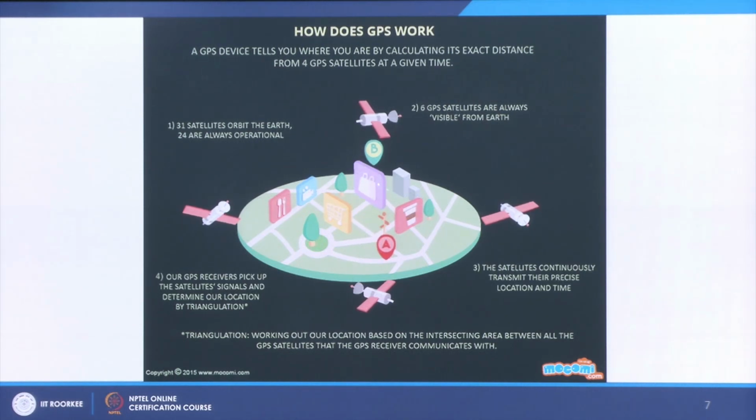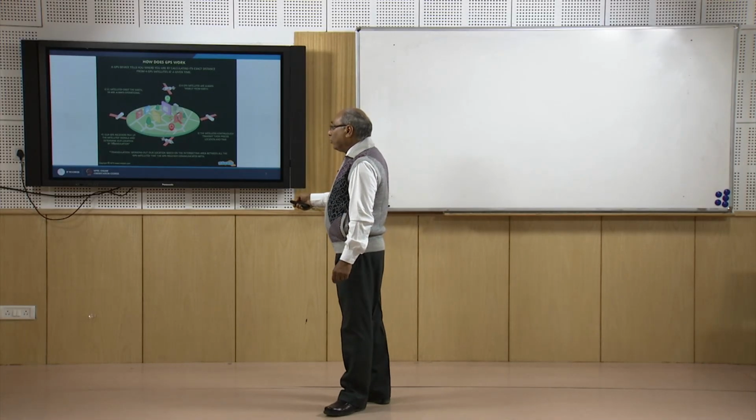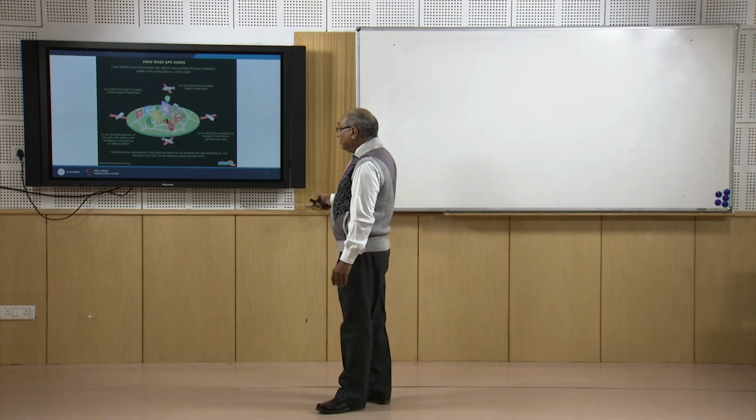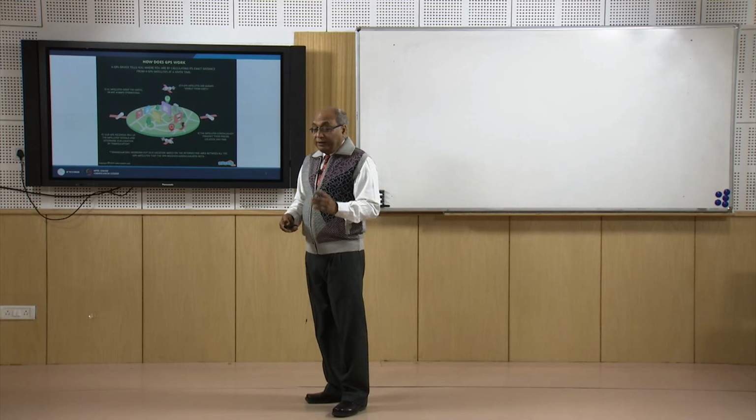animation. As the person keeps moving, he is getting the location, because the 4 satellites are continuously communicating with his GPS receiver, and that location is being calculated every second for that person or for that receiver. So the GPS receivers pick up the satellite signals which are being transmitted by all these 24 satellites all the time, every second, and determine our location by the triangulation method. So what is triangulation? That is working out our location based on the intersecting area between all the GPS satellites and the GPS receiver which are communicating with them.